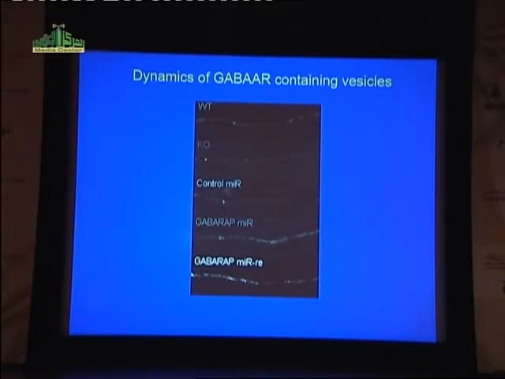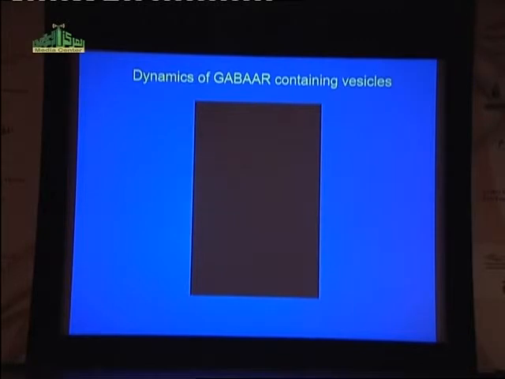So in knockout, especially anterograde transport is affected. Retrograde transport is okay. Okay? And here you can see the knockdown of GABARAP. By knocking down, anterograde transport is also affected, and that can be rescued by the expression of GABARAP here.